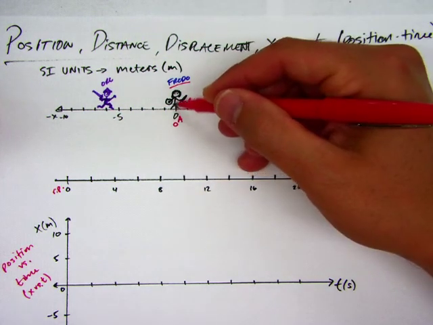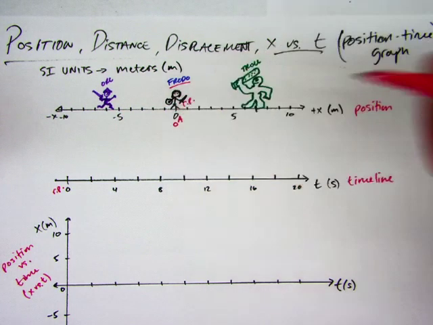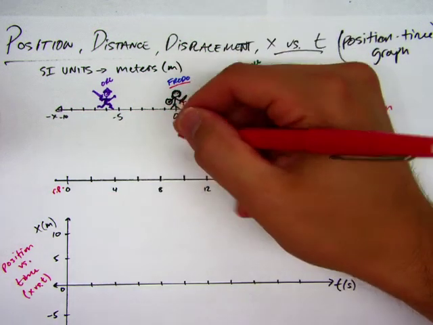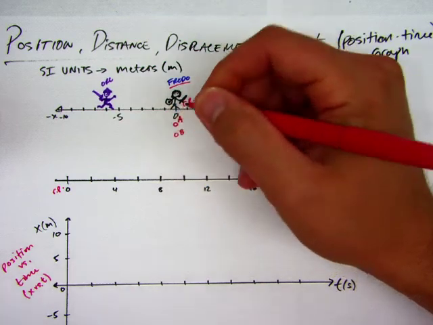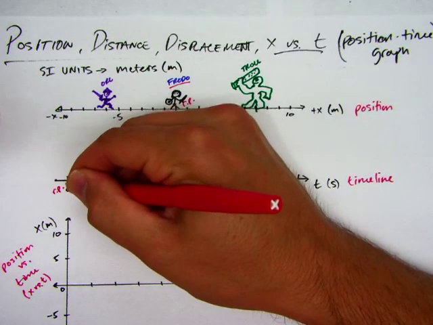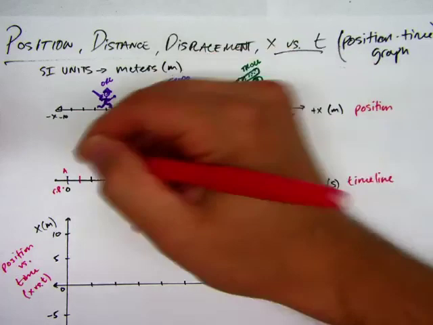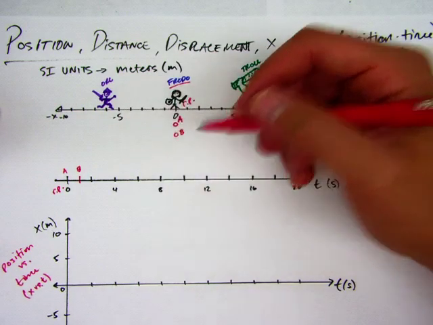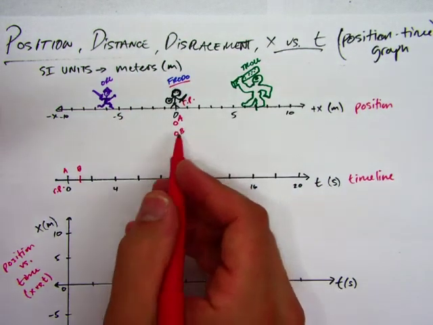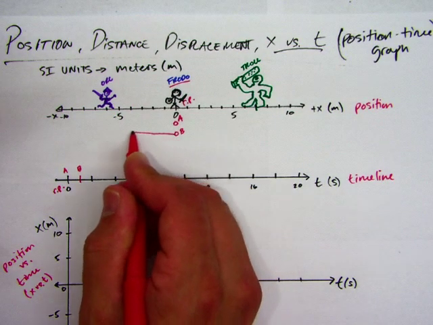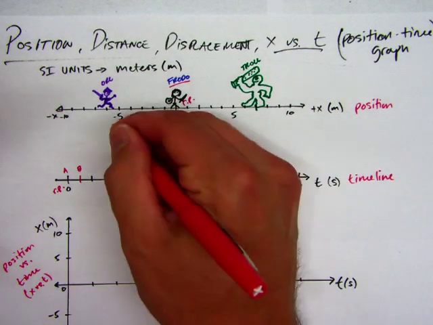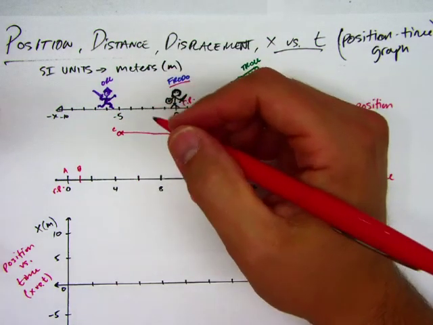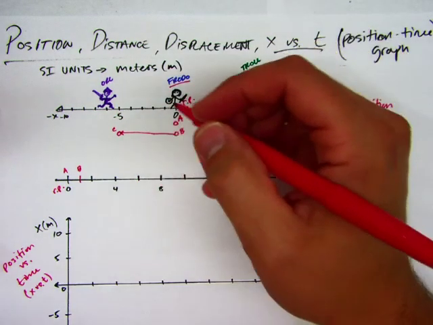So first thing Frodo does, we're calling Frodo's initial location the origin or the reference point at time 0. So it takes him a second to react. So 1 second goes by. He starts at position A, and then at event B, he begins to run to the left, where he moves 5 meters to position C, and that takes him, say, 5 seconds.